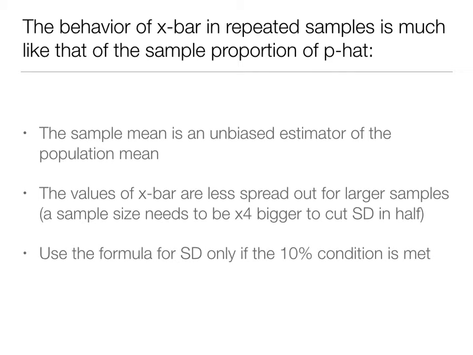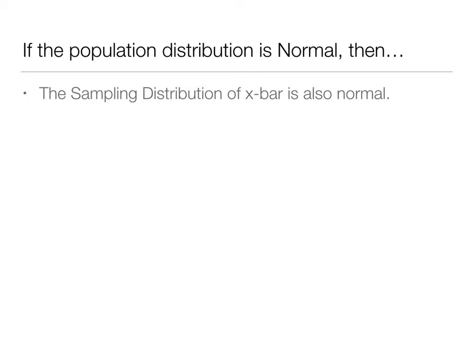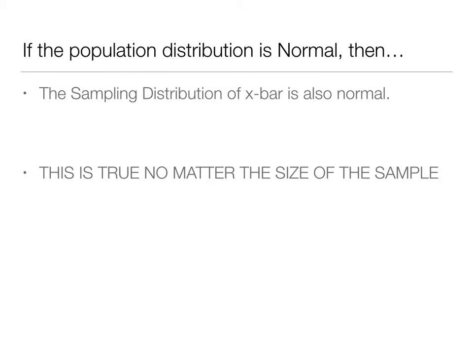And again, we can only really use this if the 10% condition is met. Remember yesterday, we said that the sample size has to be less than 10% of the population. Same rules apply. And if the population distribution is normal, then the sampling distribution of x bar is also normal. Crazy. Mind blown. Again, this is true no matter the size of the sample.